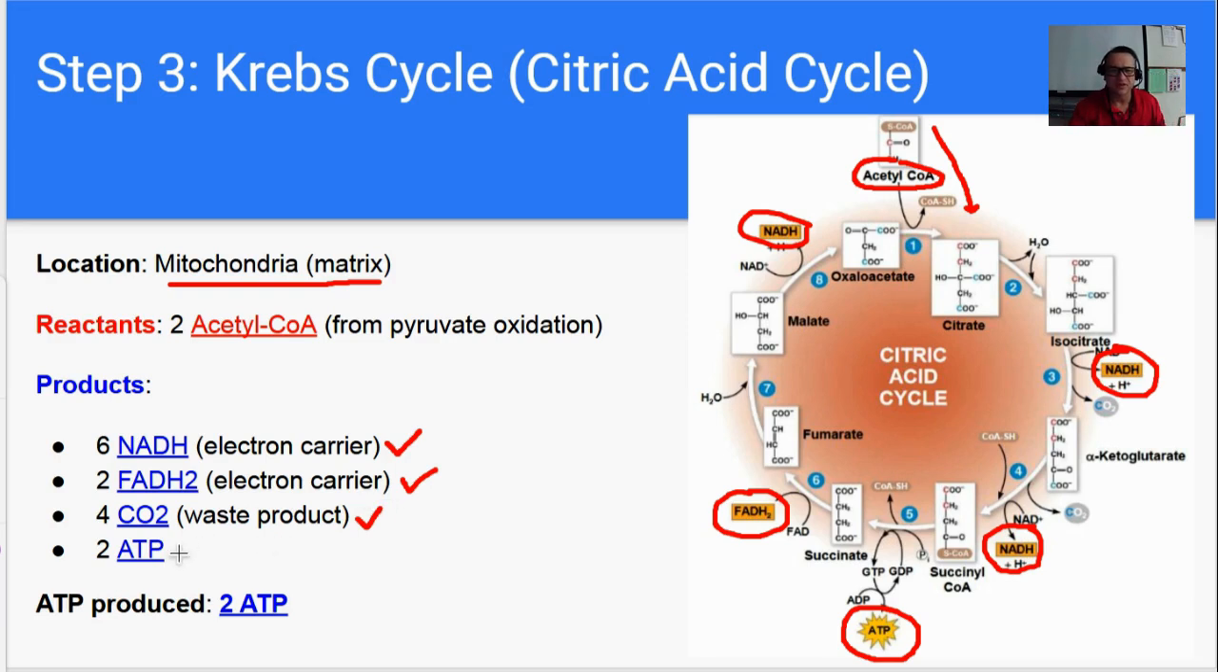And we make a whopping 2 ATPs. So we've now made 4 ATPs, 2 in glycolysis, and now 2 in the Krebs/citric acid cycle. So it's in the mitochondria matrix. Here's what it needs, acetyl-CoAs, and here are all of its products.